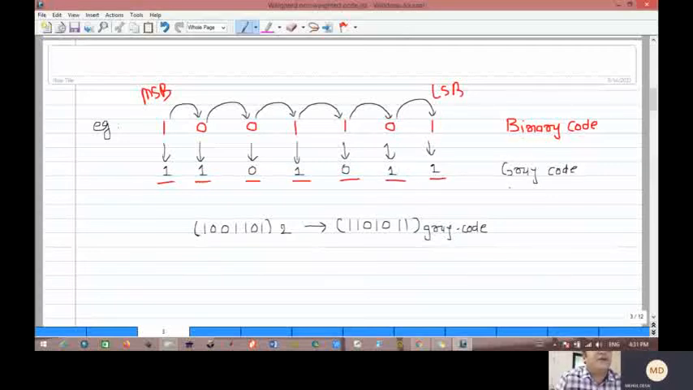So this one is the binary code and this one is the gray code. The binary 11001101 equivalent gray code is 11010111. So in this way, if any binary value is given, we can easily convert it to gray code.